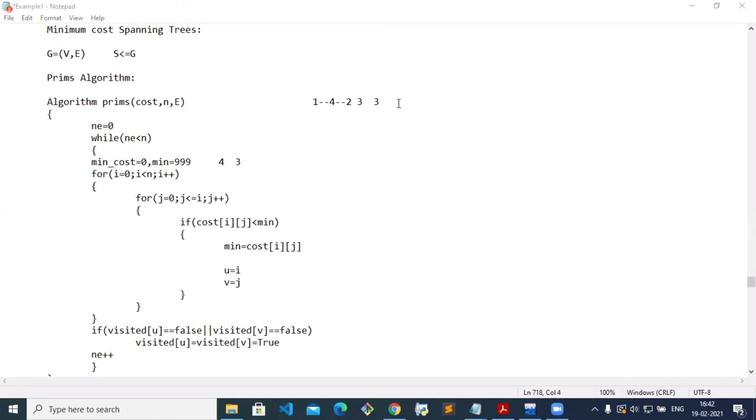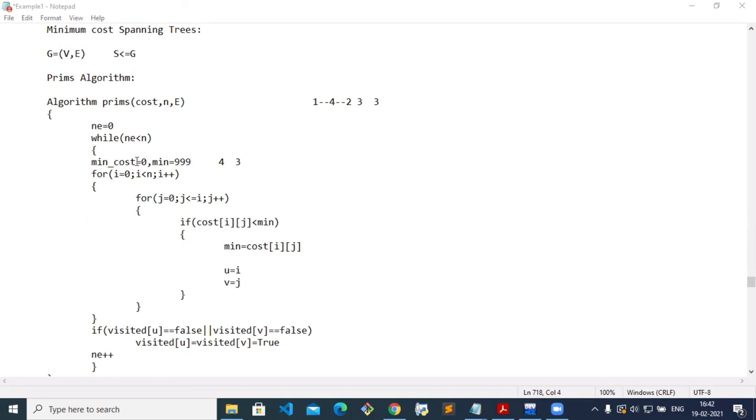Yes, ma'am. Initially, NE is equal to 0, which means we did not visit any vertex. NE less than N means 0 less than 5, which means 0th vertex. From the 0th vertex, we are trying this. Next, NE plus plus. From the first vertex, we are trying. Next, second vertex. Next, third vertex. Until we complete all the vertices, we'll calculate this. Yes, ma'am. We have to calculate the sum too, right?